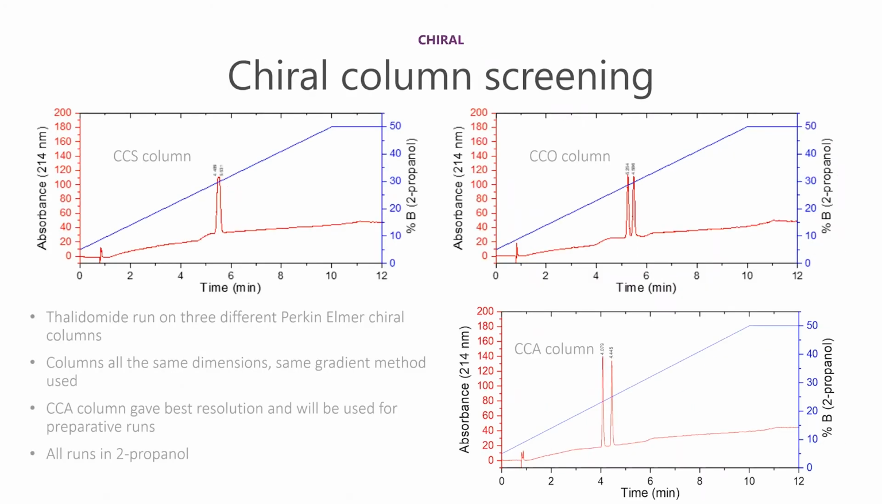Here's an example of column screening. Thalidomide was run on 3 different chiral columns made by PerkinElmer. The same gradient was used, and there are differences in resolution between the different compounds. The CCA column in the lower right gave the best resolution and will be chosen for the preparative run. The same sample was used for all 3 runs with the same injection volume. Notice the CCO column peaks are wider than the CCA column, which suggests the prep run will be better on the CCA column.